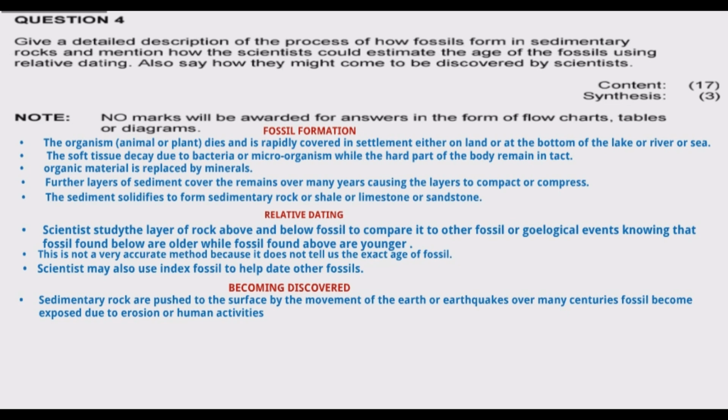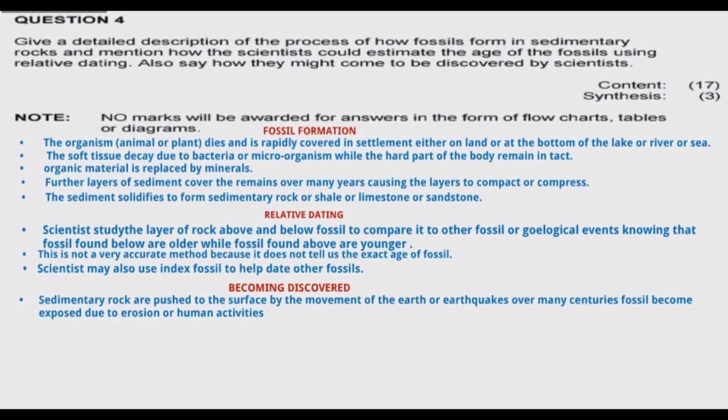So it's either by the movement of the earth's crust pushing this upwards, or by human activities. These can be different activities. Maybe someone is trying to dig something out and then discovers there are minerals or fossils. So basically those are the ways these fossils are discovered.